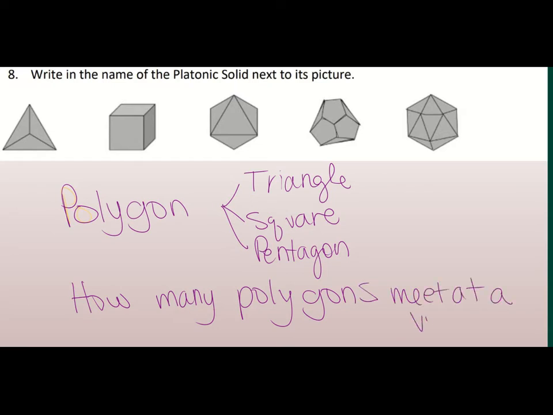You can look at any vertex and see that here, for instance, I have 1, 2, 3 squares meeting at a vertex. So you can use your reference charts to figure out which Platonic solid that is. For instance, here I have 1, 2, 3, 4, 5 triangles meeting at a vertex. So you need to be able to figure out what shape that is.